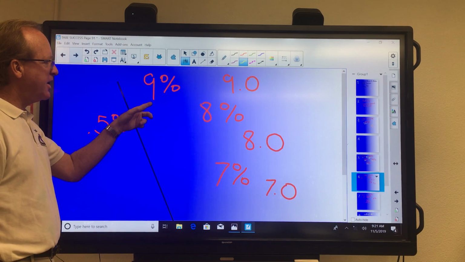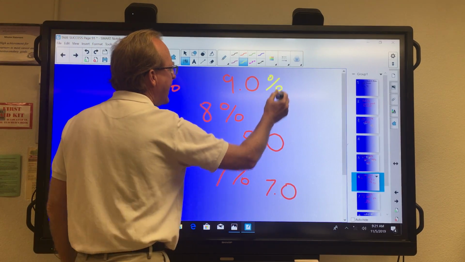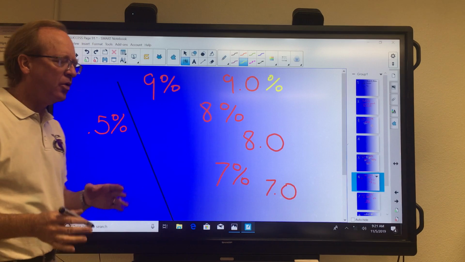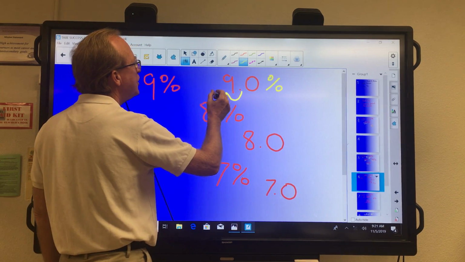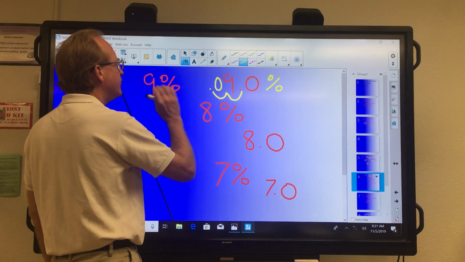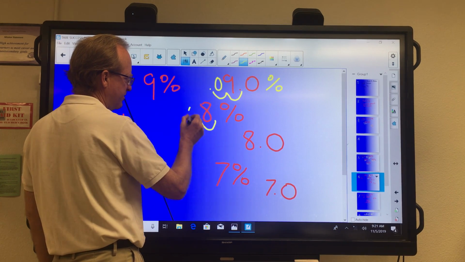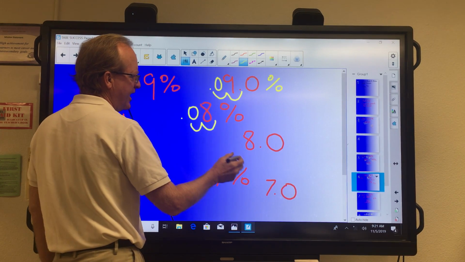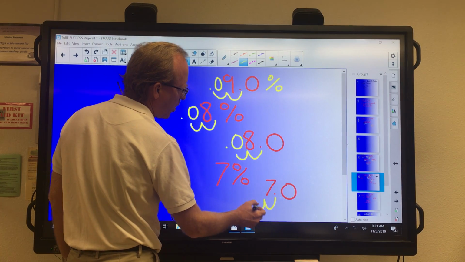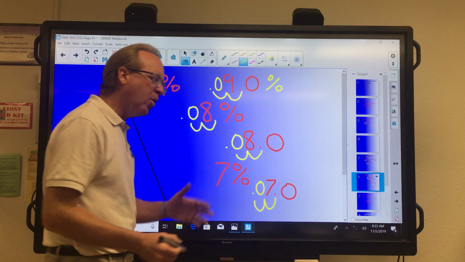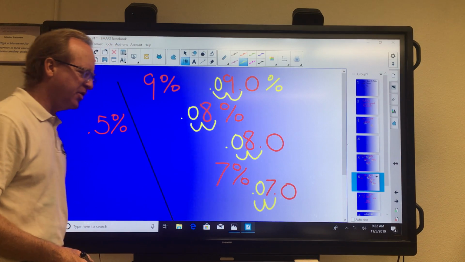Now, let's talk about 9%. That would be 9.0%, and you have to hold to the rule. The rule is 2 to the left. So it's one, two. You have to add a 0. So 9% becomes 0.09. 8% becomes 0.08. 7% becomes 0.07. It's always 2 to the left, and if you have to add zeros, add the zeros.